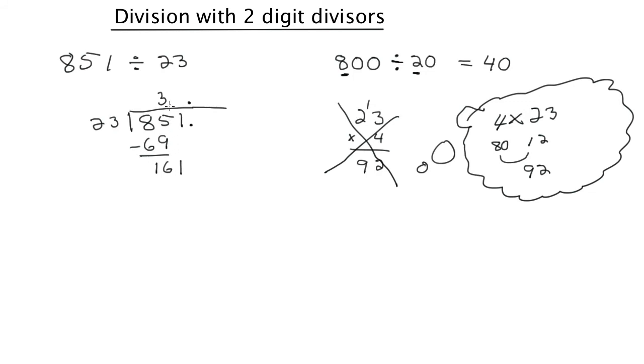Drop it to a 7. 7 times 23. 7 times 2 is 14, so that's 7 times 20, right? That's 140. 7 times 3 is 21. 140 plus 21, line it up in your head, that's 161. Oh my goodness. 7 times 23 is 161 exactly. No remainder. No digits left to divide. I'm done. My answer is 37.